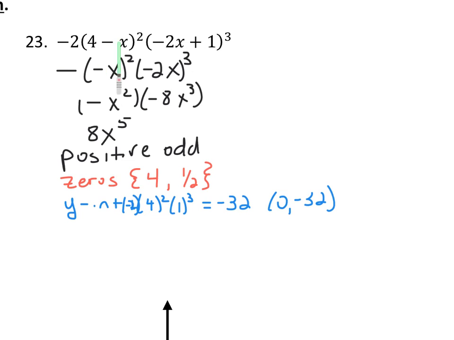I find the y-intercept by making x 0. So I make x 0 and I solve for y. So when I make x 0, I get -2 times 4 squared times 1 cubed. And that gives me a -32. So my y-intercept is (0, -32). Now I'm ready to graph.